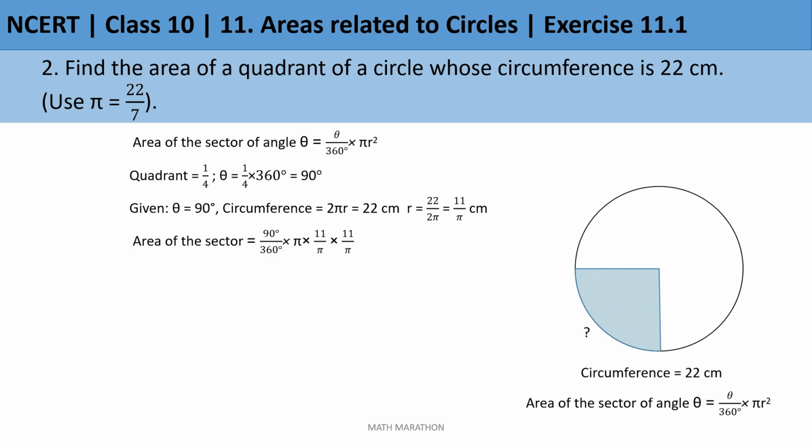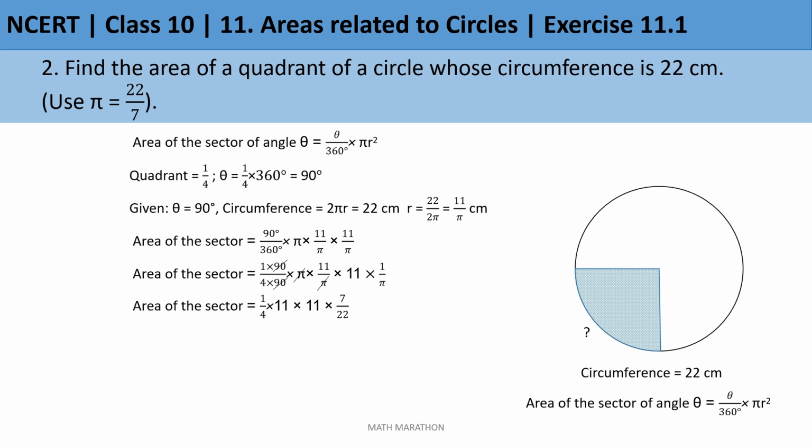Area of sector is theta, which is 90 divided by 360 multiplied by pi r square, which is 11 by pi square. In numerator we have 90. In denominator we have 90. We can cancel out 90. In numerator we have pi. In denominator we have pi. We can cancel out pi.